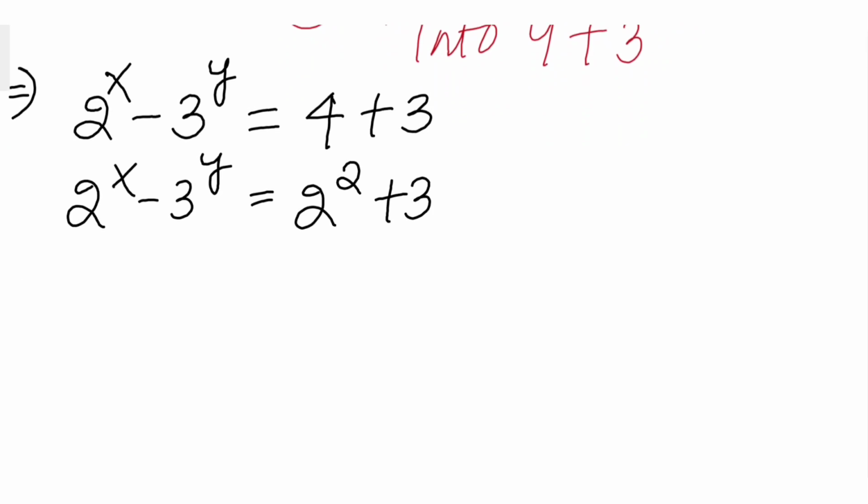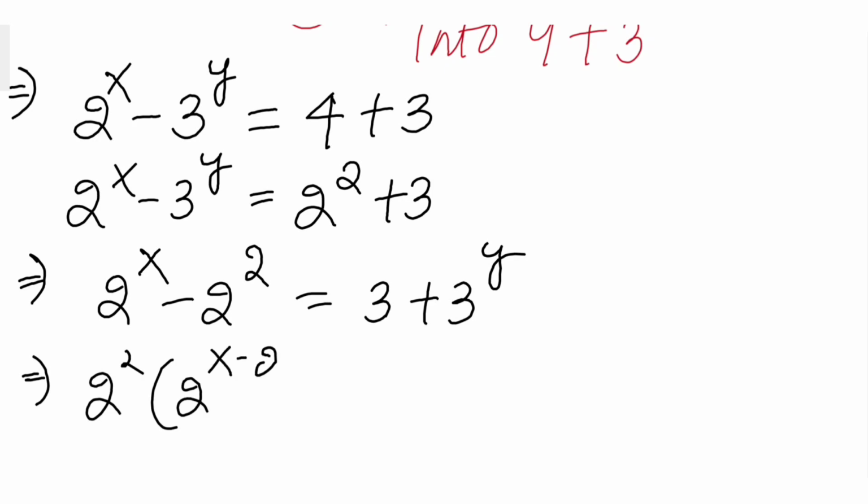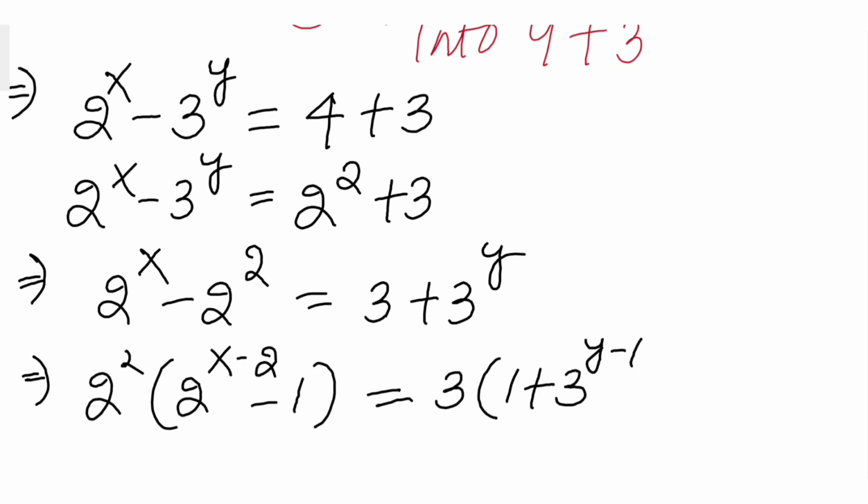Now let's bring 2 square this side and take this 3 to the power y to that side. Now take out 2 square as common, and you will have 2 to the power x minus 2 minus 1. Whereas if you take out 3 as common, you will have 1 plus 3 to the power y minus 1.